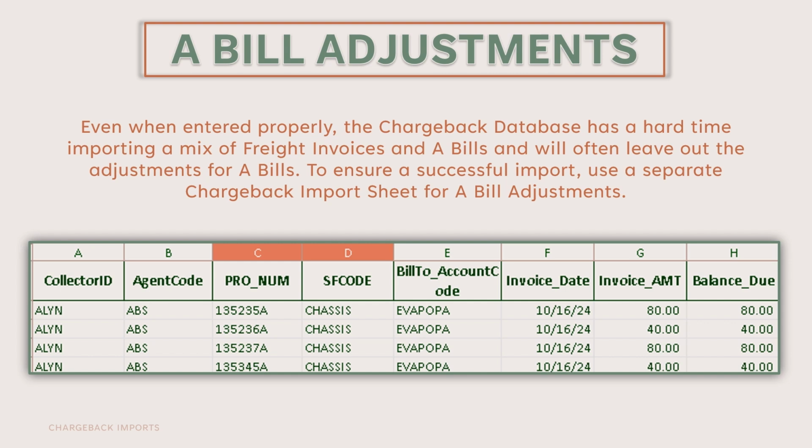So anytime you're working on an account and they have a big mix that you're trying to get off, with freight invoices and some A bills, just create a separate sheet for the A bills. I don't know what it is, but you can have 100 invoices on there and just one A bill. All 99 will import, but that A bill will not. So instead of having to go through and figure out if it went through or not, just upload them separately. When they're uploaded separately and entered correctly, you shall have a successful import.